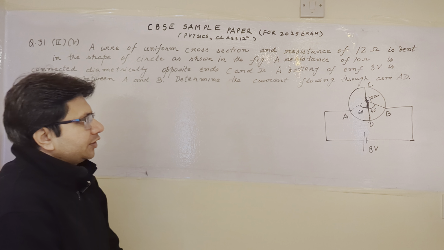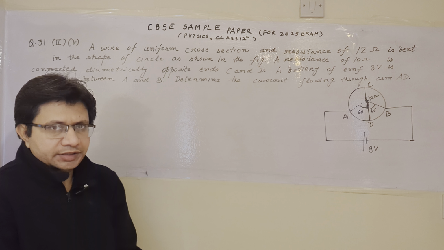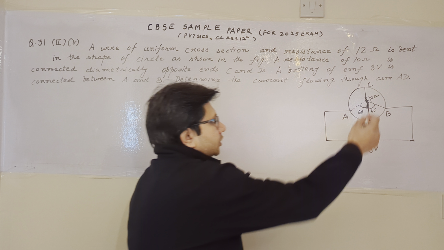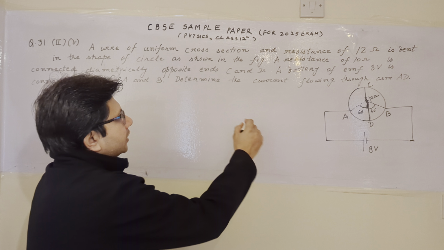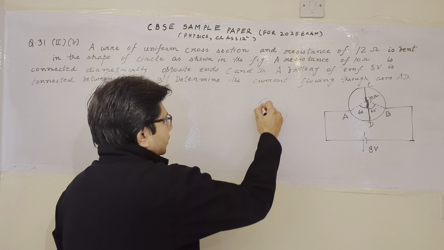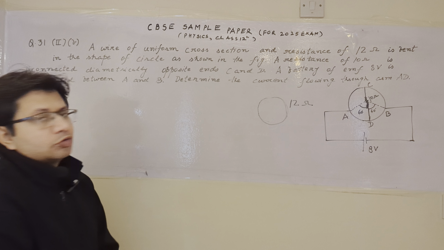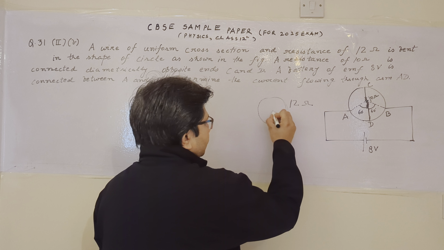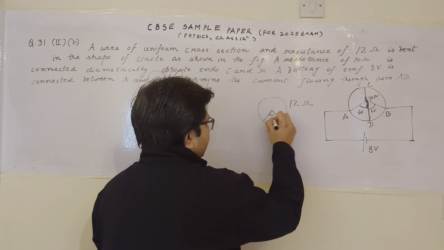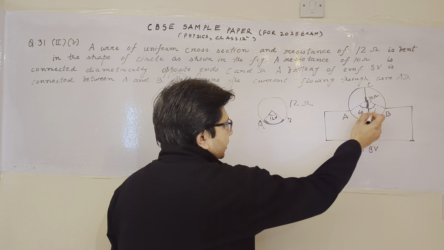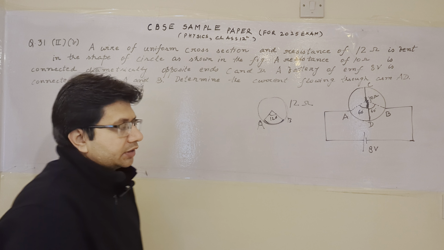So the question is based on the basic concepts of the circuits. In this particular circuit, this wire is in the form of a circle, and it is given that the resistance of the whole circle is 12 ohms. And this particular angle from the center to these ends, that is between A and B, this angle is 120 degree, because this is given as 60 60, so total of 120 degree.